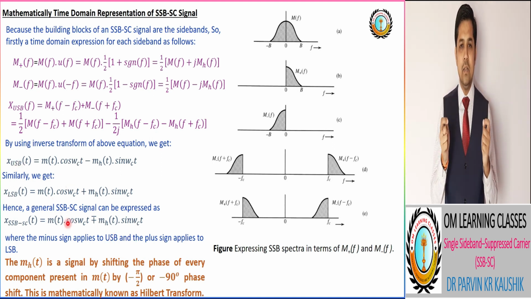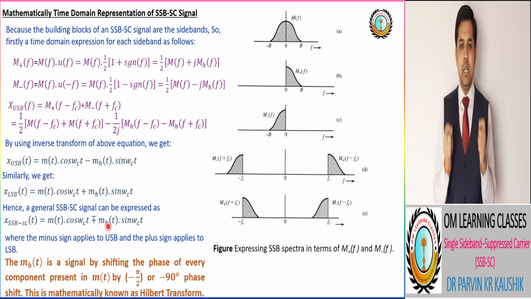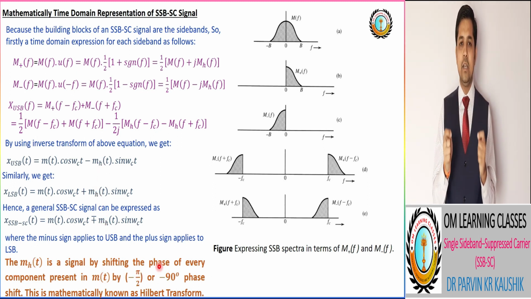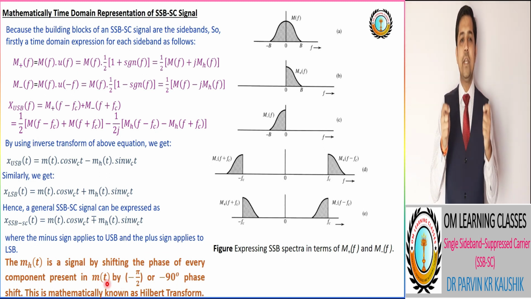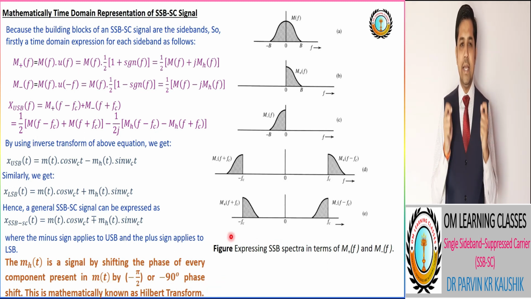In SSB-SC signal, we have transmission of one sideband only. It can be your upper sideband or it can be your lower sideband. Now, a very important point: m_h(t) is the Hilbert transform of m(t), which provides a minus π/2 or minus 90 degree phase shift in every component of m(t), the modulating signal. So this is a very important point that is required for the SSB-SC signal representation.